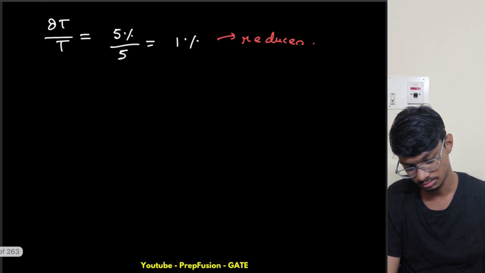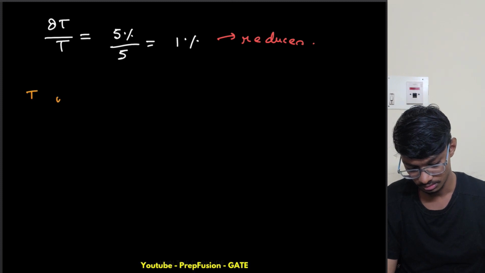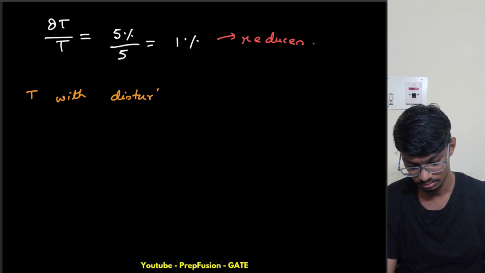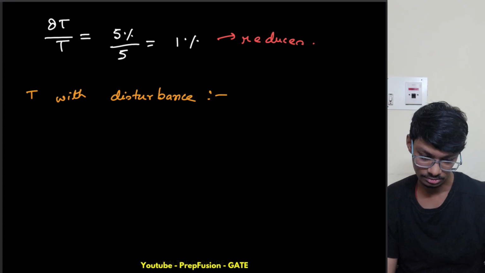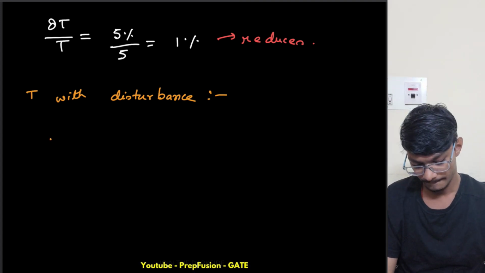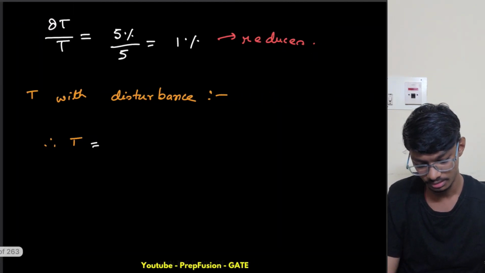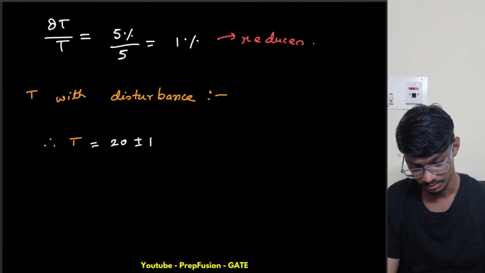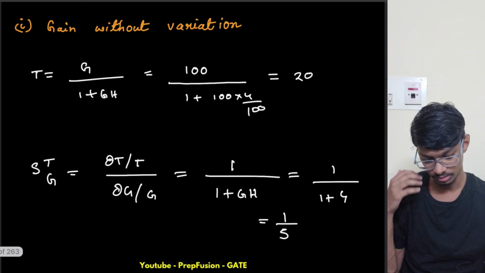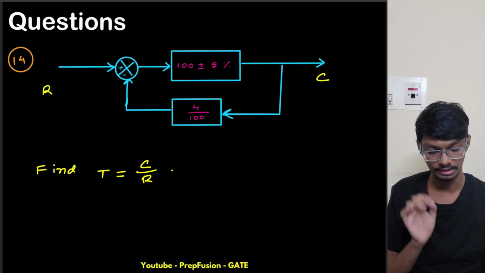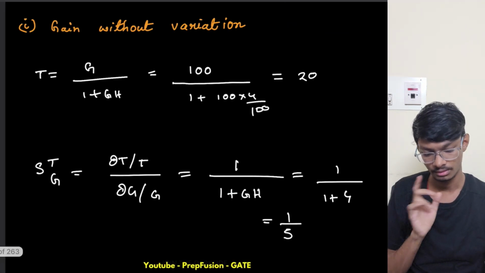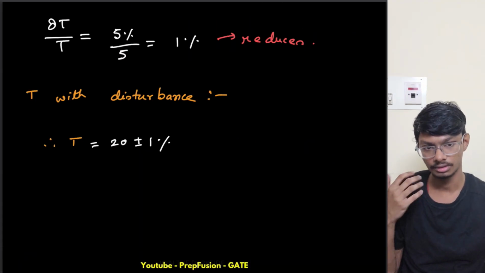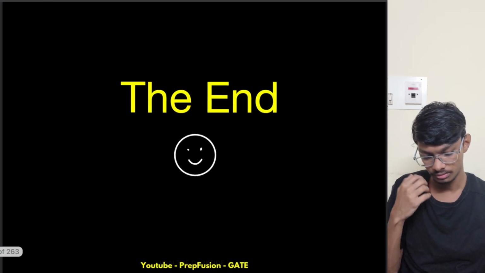Okay, so what is our transfer function with disturbance? The transfer function with disturbance equals 20 plus minus 1%. Okay, so this is our answer for this question, right? C by R will be this for this question. Okay, so now we'll move on to our next lecture.